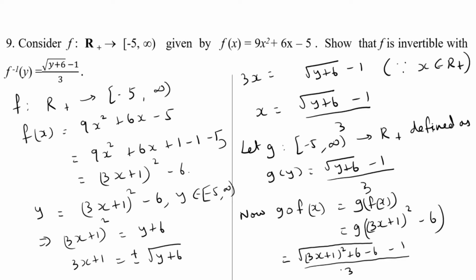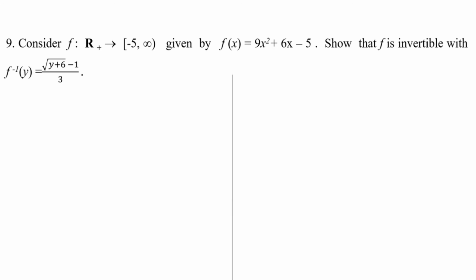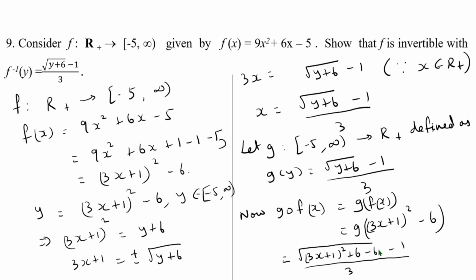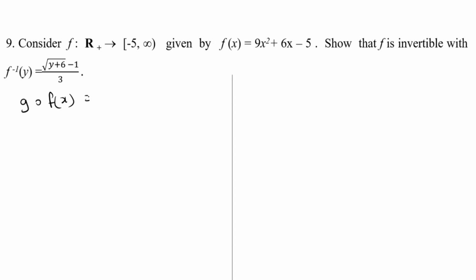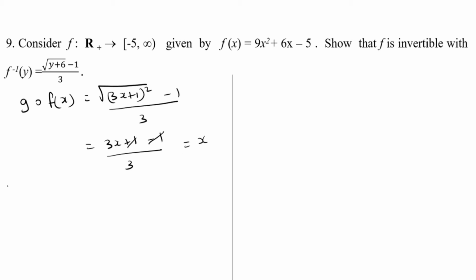So let me continue. We have g(f(x)) equal to, so here this plus 6 and minus 6 will go. So we will have (√((3x+1)²) − 1)/3. So this is equal to (3x + 1 − 1)/3, or it is equal to x.